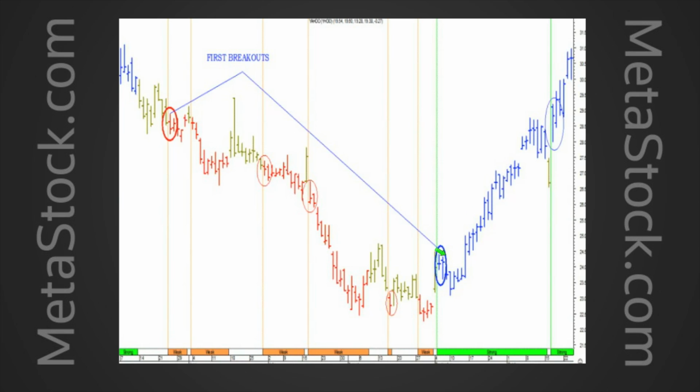Just like where you see this buy signal circled up there, this is a first buy breakout after a big downtrend. In other words, you've got a series of red, you've got a downtrend behind it, and now you have the first buy breakout.